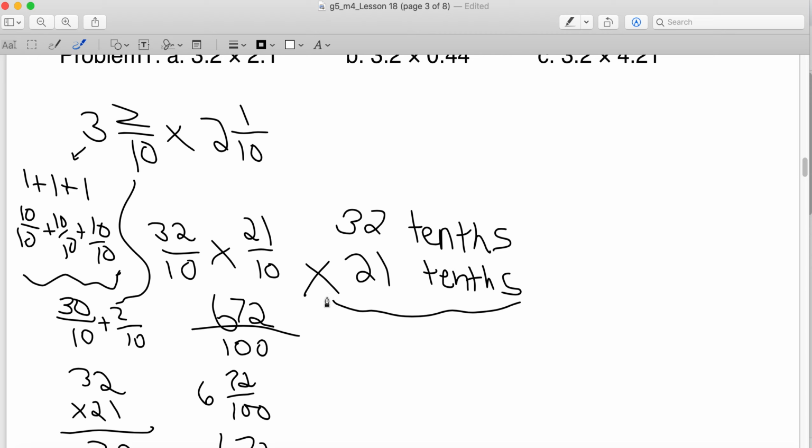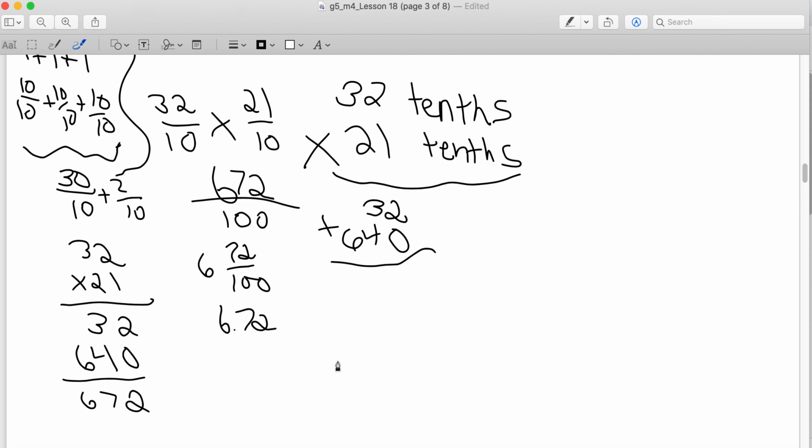And so what do we get? We get exactly what we got before. So we've got 32 here. Here's my placeholder of 0. I've got 4 and 6. So this is still 32 tenths, but now this is 640 hundredths. And so when I add these two together, what do I get? I get 672 hundredths.